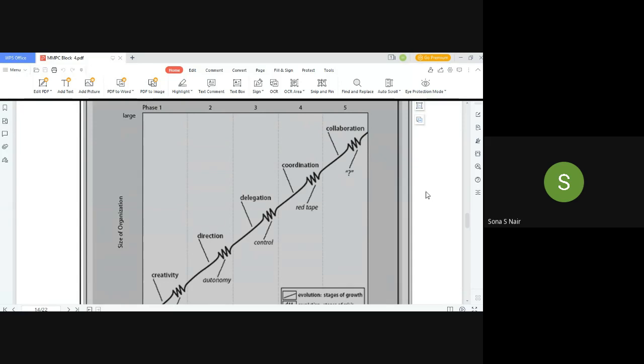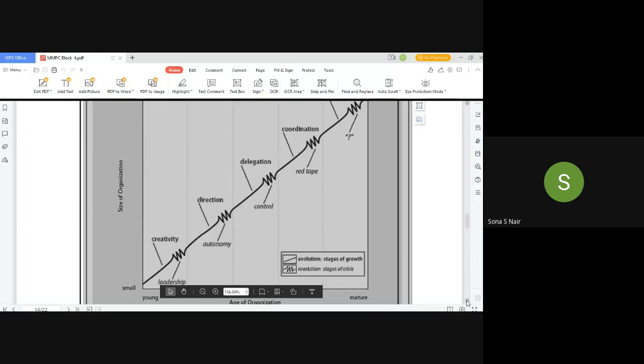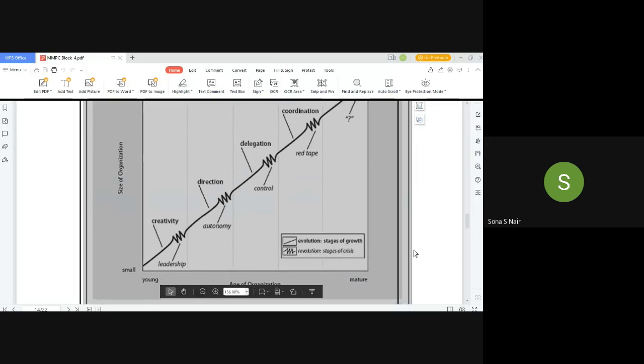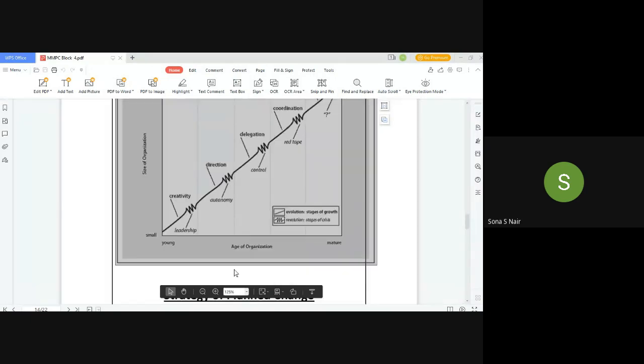Anyway, I wanted to just reduce the size, but I'm not able to do it while the presentation is on. So just keep it like this. I think you can see it here. No. Okay, now I see it. Yes.